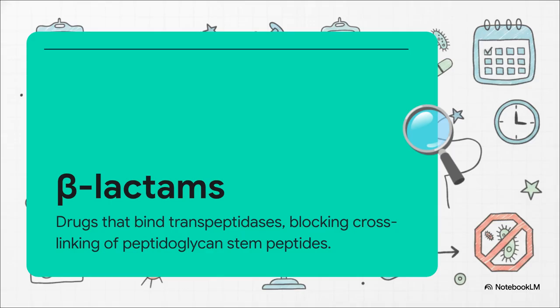And we're constantly innovating here to overcome resistance. A great example is our use of novel combinations like ceftazidime-avibactam. The avibactam acts as a beta-lactamase inhibitor that acts like a shield for the beta-lactam, effectively giving us crucial coverage against multi-drug-resistant gram-negatives. We're talking Pseudomonas and even some carbapenemase producers.